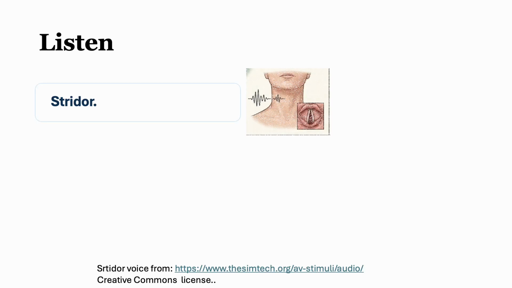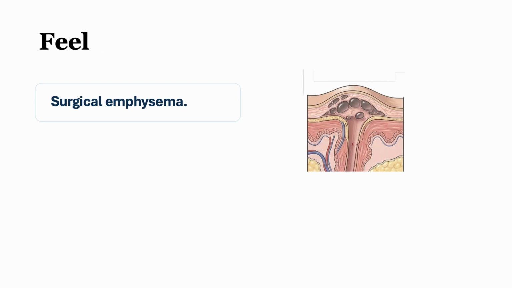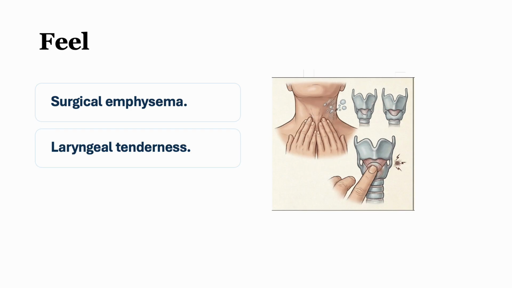The patient's verbal response should be interpreted appropriately. Stridor like this one, this indicates partial airway obstruction. Hoarseness is another significant sign. Feel for subcutaneous papules or surgical emphysema and severe laryngeal tenderness.